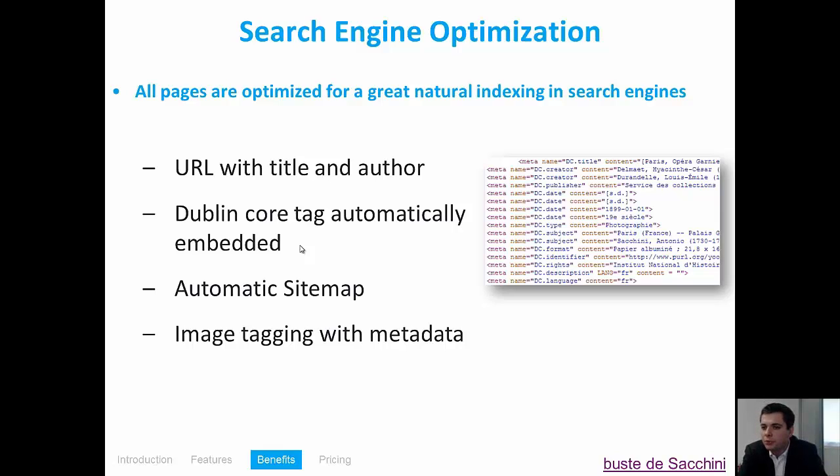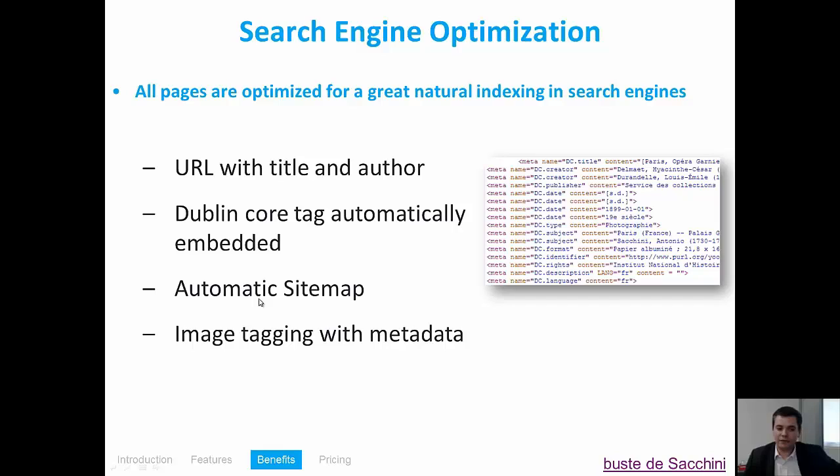Also, a very important point about visibility is search engine optimization. All of our websites based on Lean Gallery are featured with some advanced technology to increase the natural indexing in search engines such as Google or whatever other search engine. All of the URLs for each record include the title and author, so that search engines can use this also to index the content. In all the HTML pages, we embed the Dublin Core content. The Dublin Core content like this, to me, looks like Chinese or whatever. It's not readable, but for a search engine, it's very readable because it's structured data.